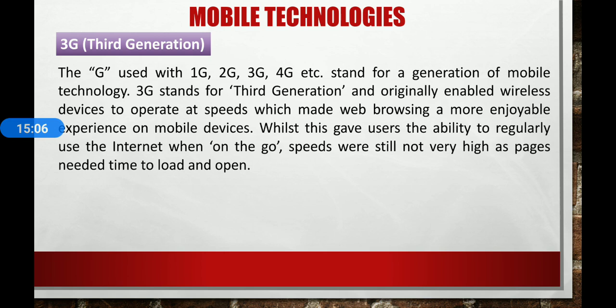3G stands for third generation and it originally enabled wireless devices to operate at speeds which made web browsing a more enjoyable experience on mobile devices. This gave users the ability to regularly use the internet when on the go. The speeds were still not very high, so pages needed time to load and open. 3G speed can produce download data rates of typically up to 384 kbps under normal conditions and up to 2 mbps in some instances.